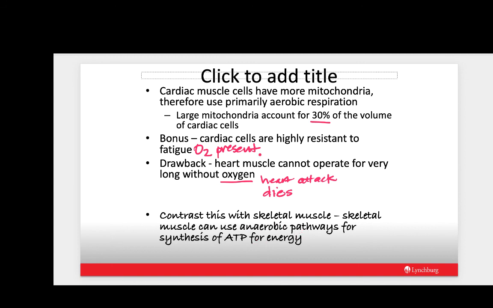cardiac muscle cells really don't, although they do burn other sources of fuel like lactic acid, but they tend to be primarily aerobic respiration driven.